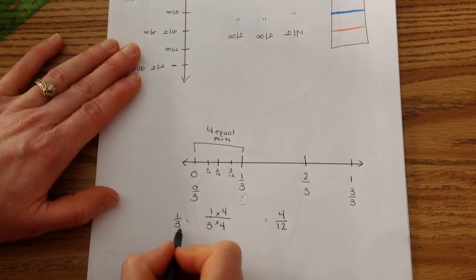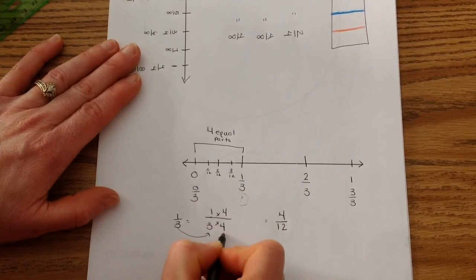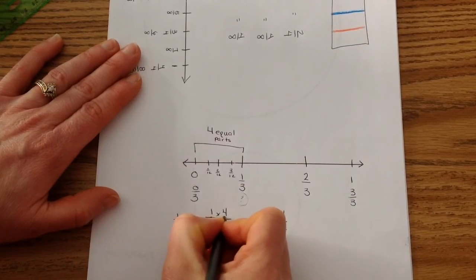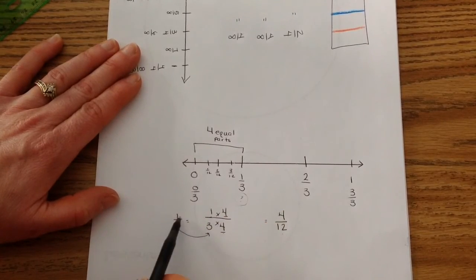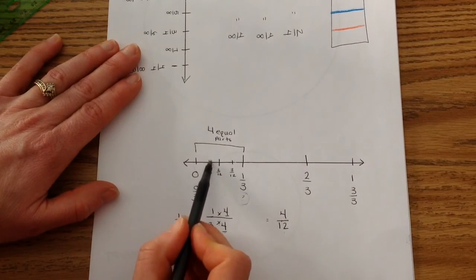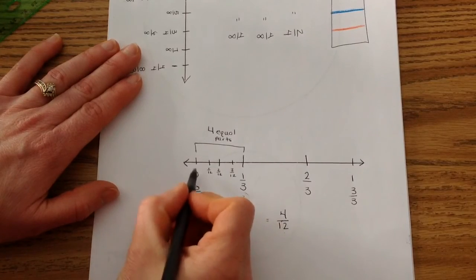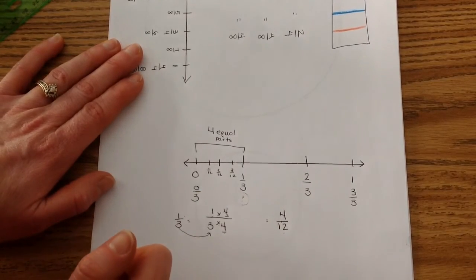Hopefully you looked at the bottom first and said 3 times what gives me 12? Oh, 4. What I do to the bottom, I must do to the top. 1 times 4 is 4. Then I checked it. 1/12, 2/12, 3/12, 4/12, because this would be 0/12. Nicely done.